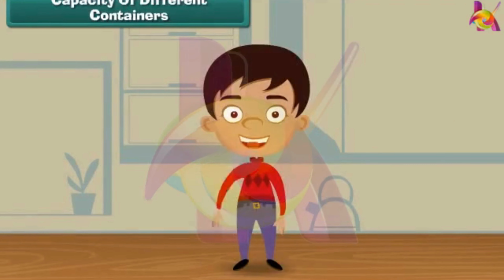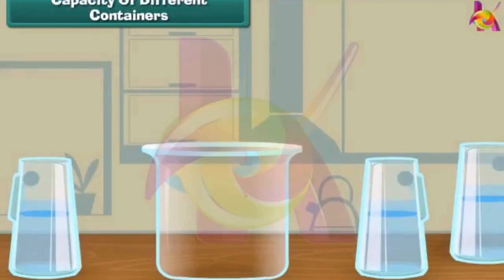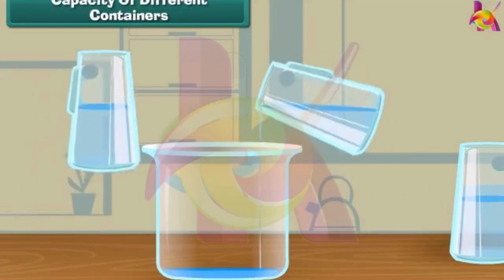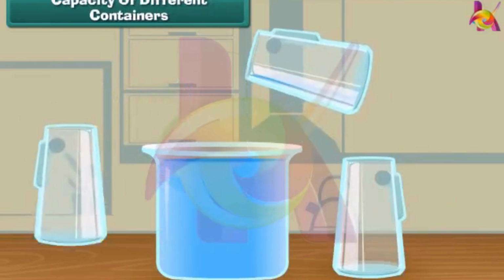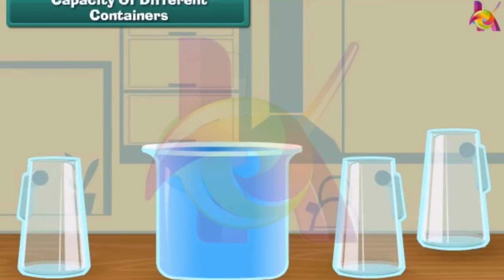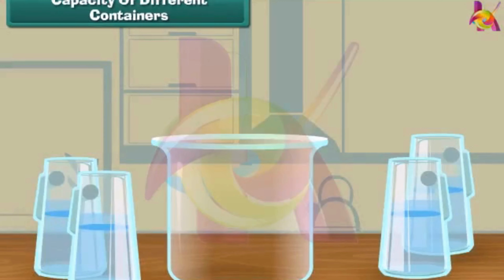Let us do another activity. We have 3 different vessels and a jug. We will fill water from the jug in these 3 vessels. Let us start with the first vessel. 1, 2, and 3. Here we see that 3 jugs of water fill the first vessel. Now let us fill the second vessel.